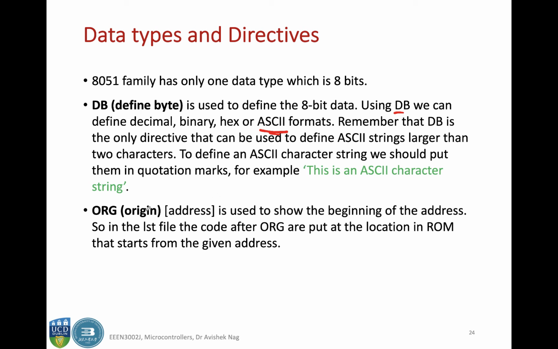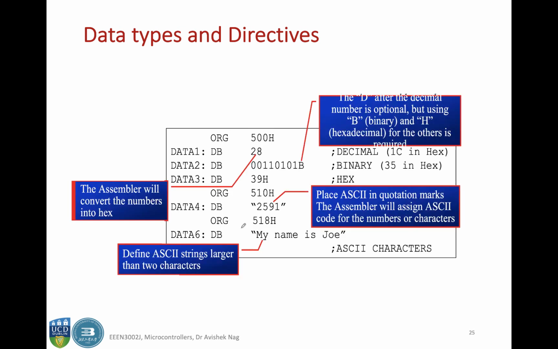So ORG you came to know in the previous lecture. Basically this suggests the origin of the code, and this is used to show the beginning of the address. So in the list file, the code after ORG is put at the location in ROM that starts from this given address. So let's see. You have ORG here. This is the address from where the code actually starts. So this is the origin of the code.